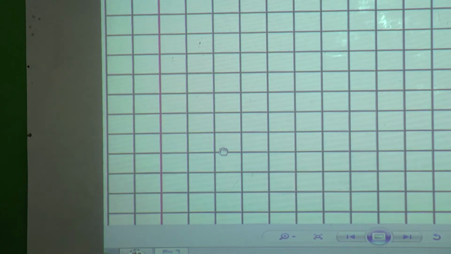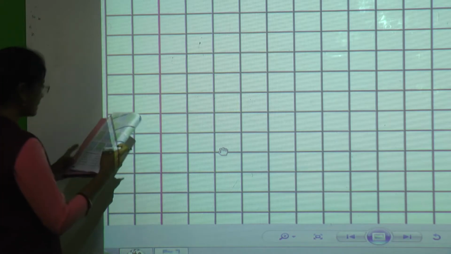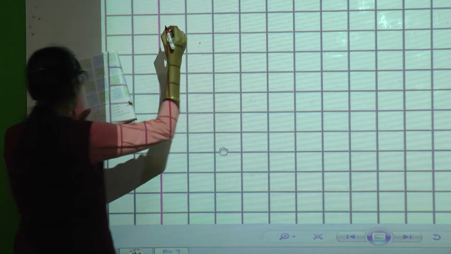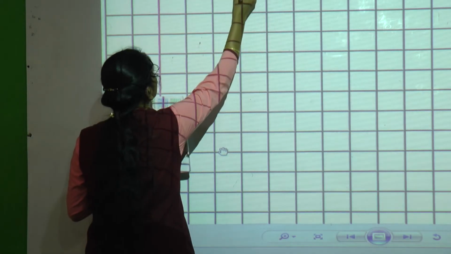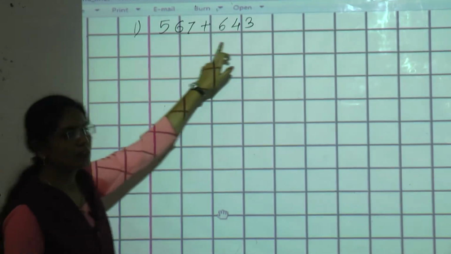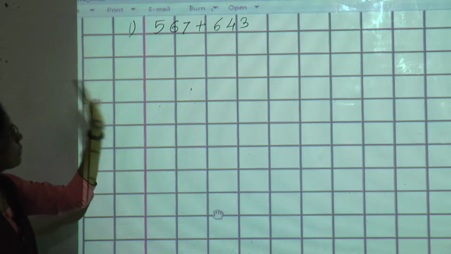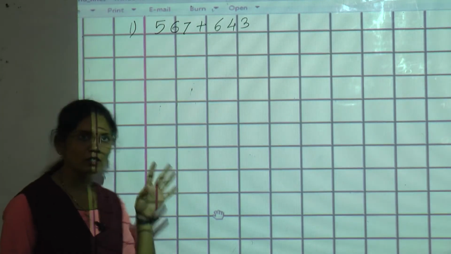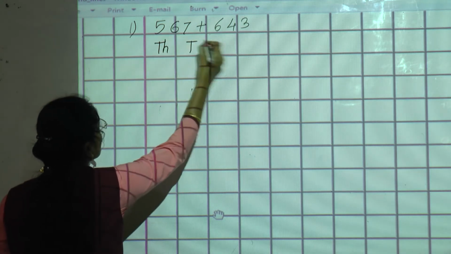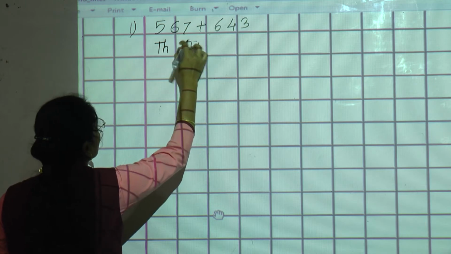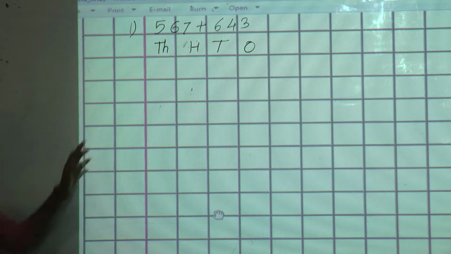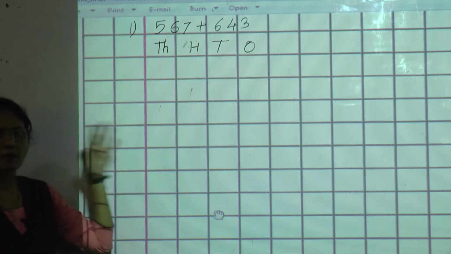Now see, the first example is 567 plus 643. These two numbers are 3-digit numbers, but the answer may come as a 4-digit number. So we will prepare the place value chart in that way only: thousands, hundreds, tens and ones place. Now we will put these numbers in the place value chart.